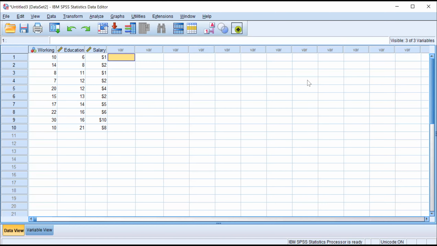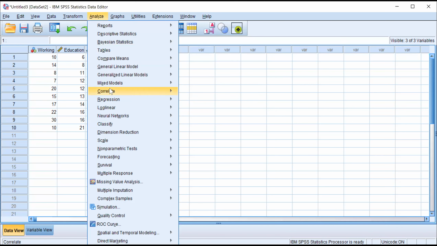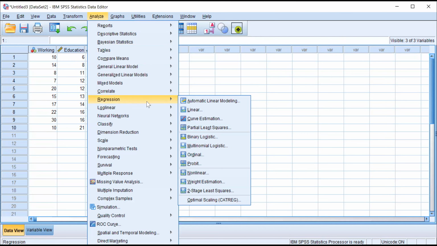In this video, we'll run linear regression on the data set. We'll first use just one predictor, so we're looking at education and salary. Since education is related to salary, we want to predict salary based on our knowledge of the educational level. To run linear regression, go to Analyze, then Regression, Linear.